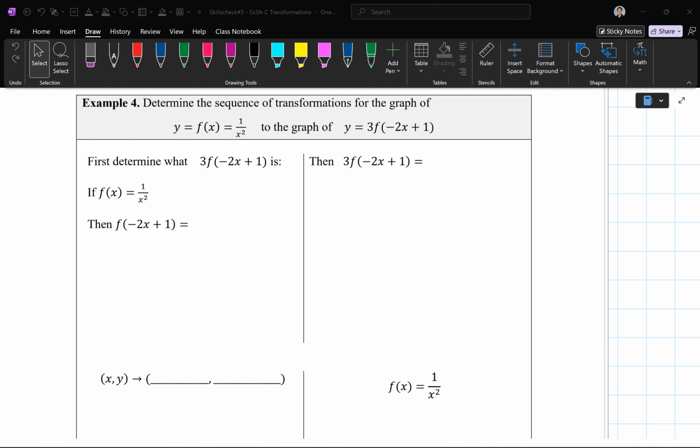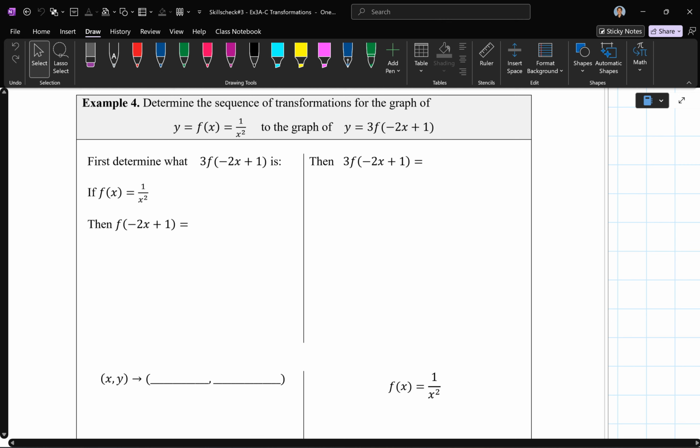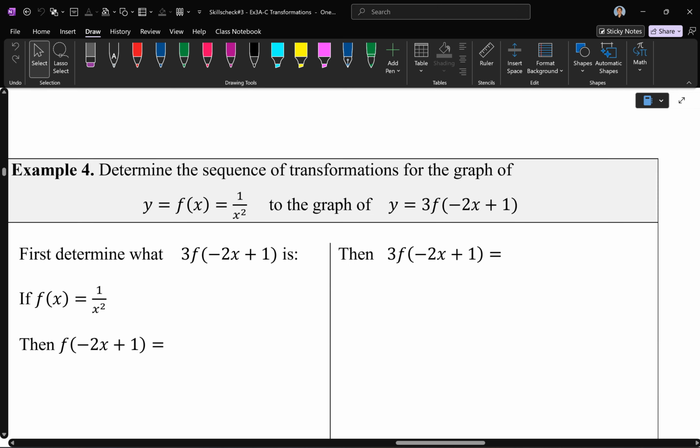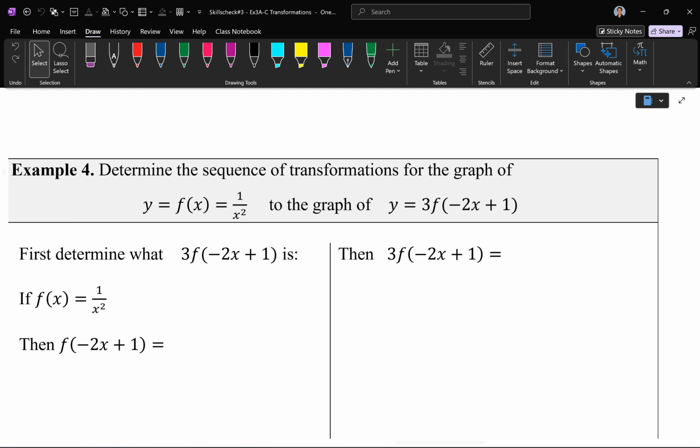Okay? So here is exactly the same thing. It says determine the sequence of transformations for the graph. Unlike before in exercise 3E, you were given the original function and then you were given the new function, right? Now you've got f of x, which is the original function, but they're not telling you specifically what the new equation is. You can solve for that by simply reading the function notation here.